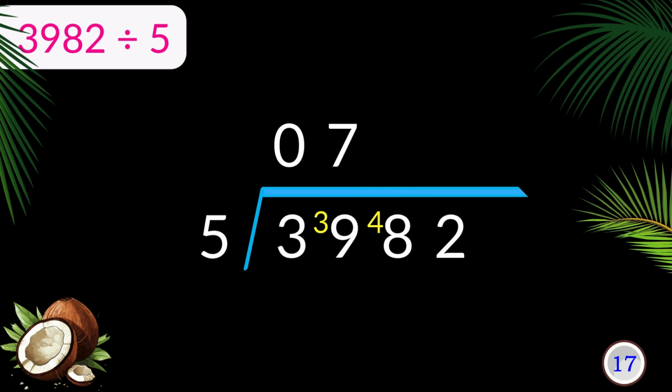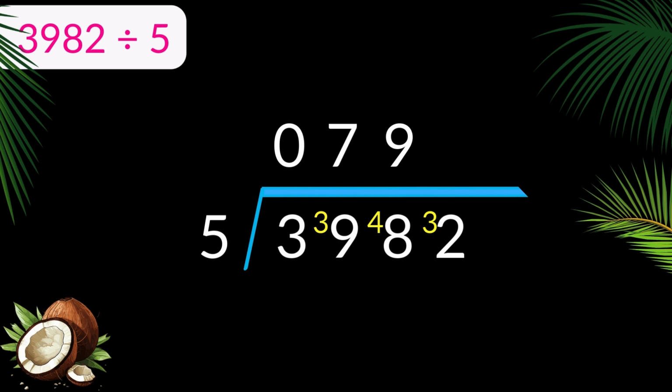How many times does 5 fit into 48? 9 times. Write 9 on the roof. 9 times 5 equals 45, so 48 minus 45 equals 3 left over. Carry that 3 to the last number, making 32.